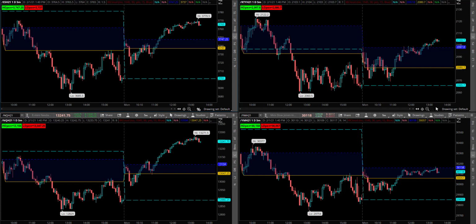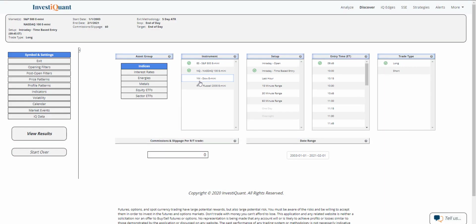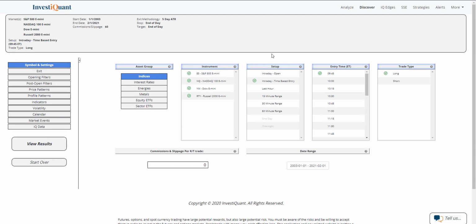So what I want to do this afternoon is take a look at that same pattern and then update it with some of the additional context that we have seen develop here throughout the day. Simply that we have gapped up and we are holding above the open. So let me go into Discover and rebuild this pattern from this morning and add a little bit more context around what we are actually seeing. We'll be looking at an intraday time-based entry that gets long at 3 p.m. Eastern Time. The exit is going to be at the close of regular trading hours, which is 4:15 p.m.